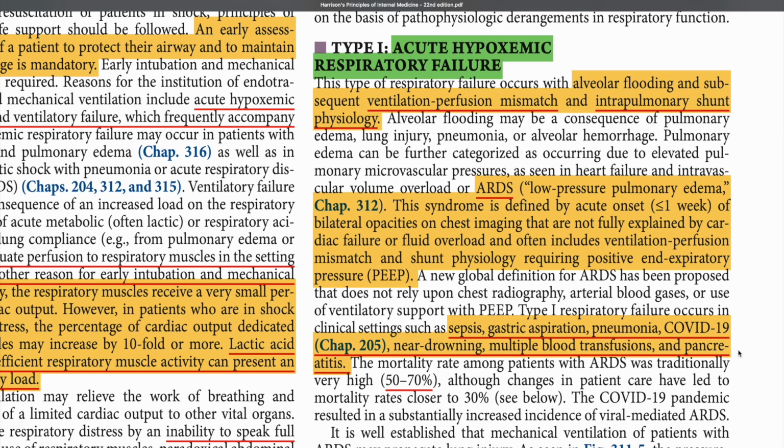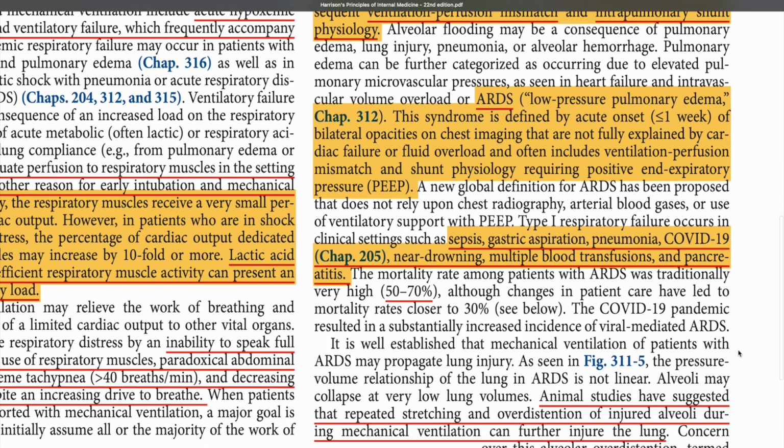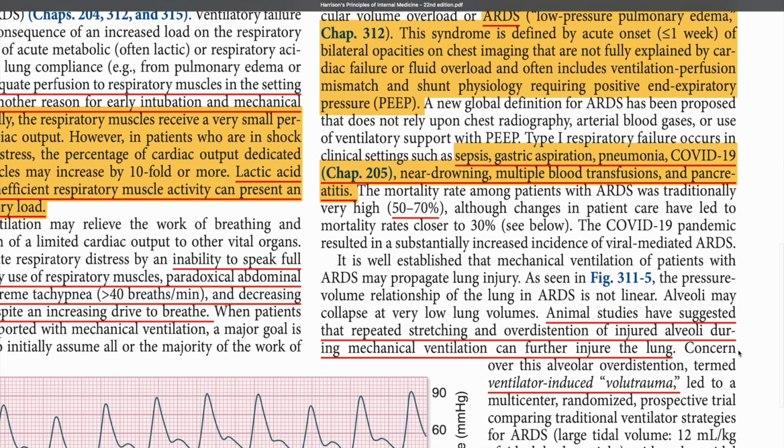So, literally around 50 to 70% mortality rate is higher in ARDS. That's what Harrison tells, and the mainstay of treatment for this type 1 failure is ventilation. So we keep the patient on a ventilatory system like mechanical ventilation.